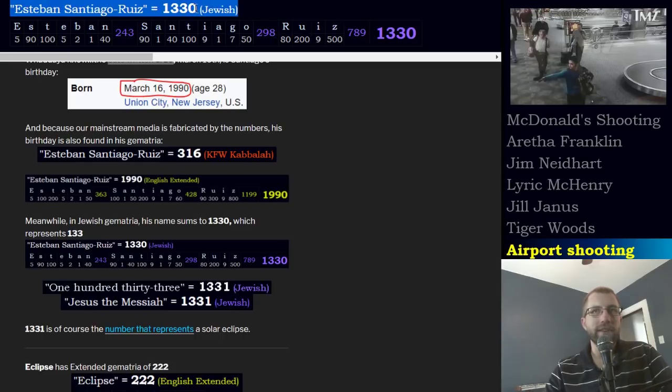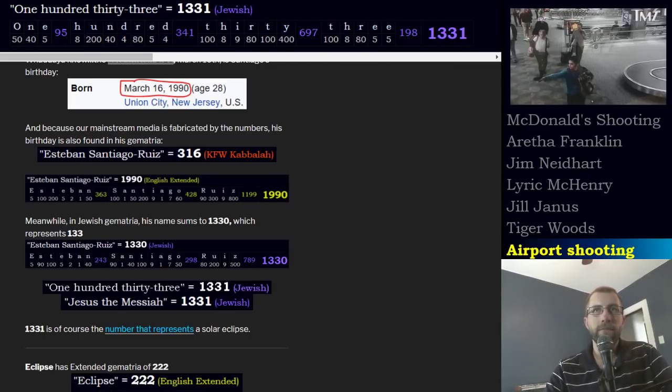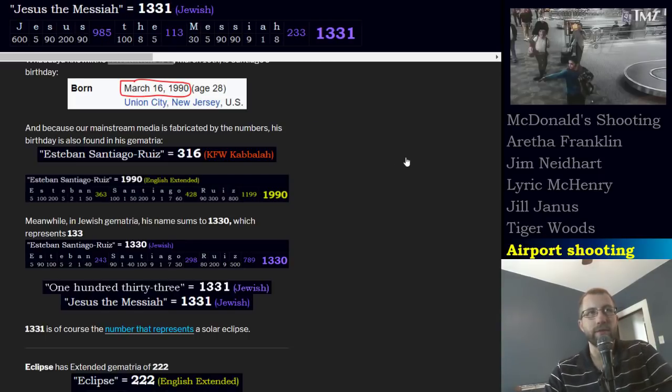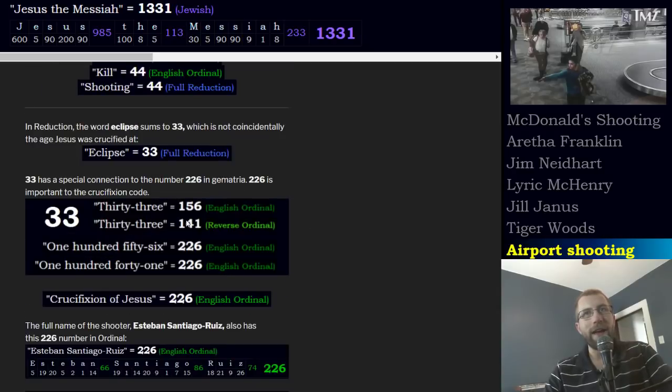In Jewish Gematria, he's got this number 1330. This represents the number 133, which sums to 1331, just one number off. And remember, Jesus the Messiah has that Gematria, 1331. So it couldn't be more clear what they did with this fake news character.